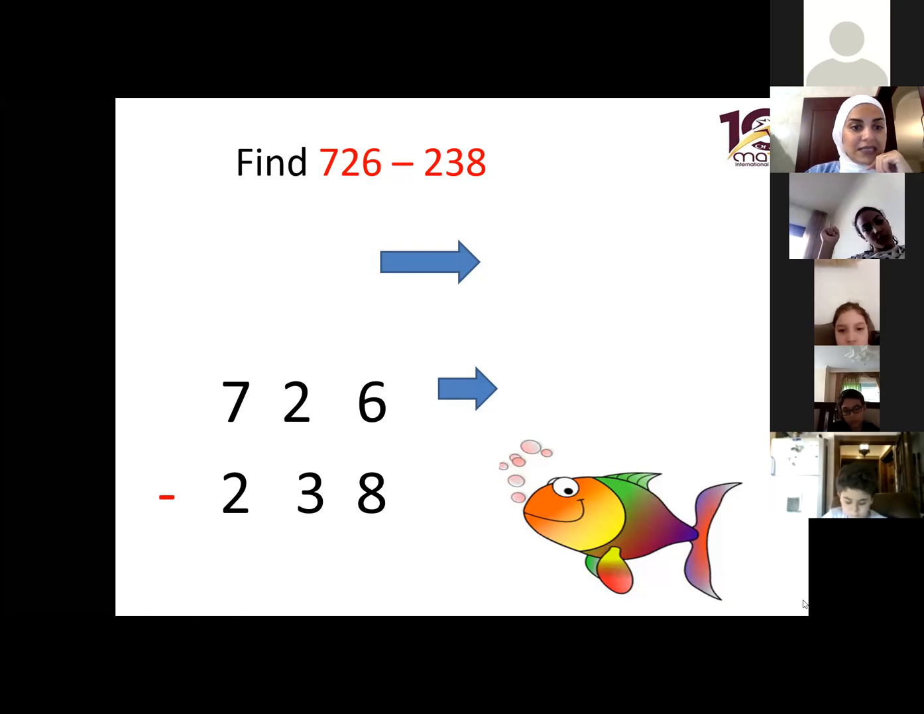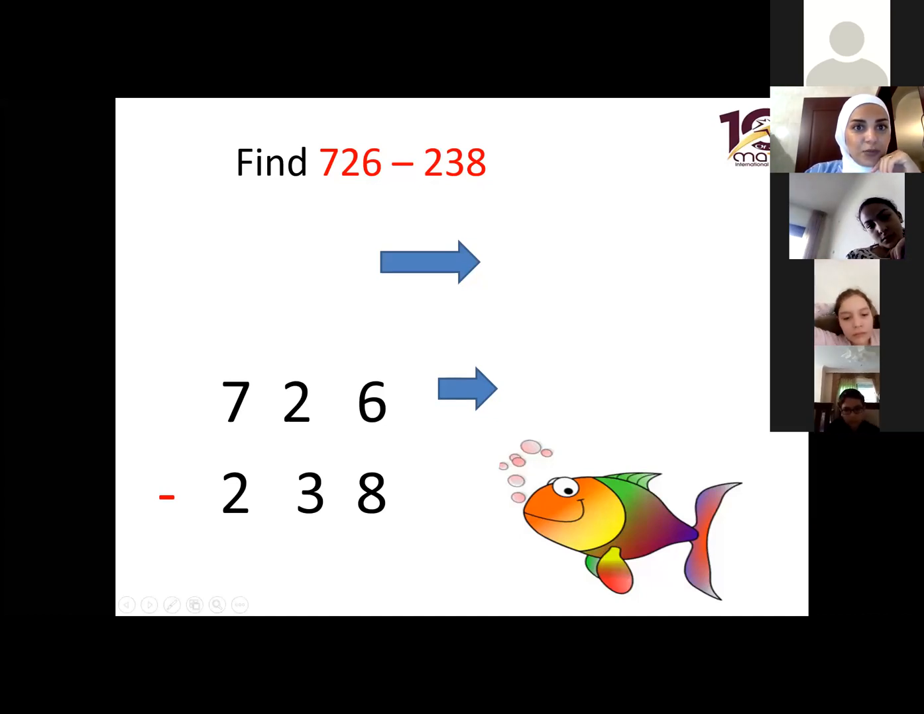Let's do this example with, hi, Qatene. Hi, teacher. Hi, Habibi, good morning. Good morning. Hamoud, can you please do this example for me?